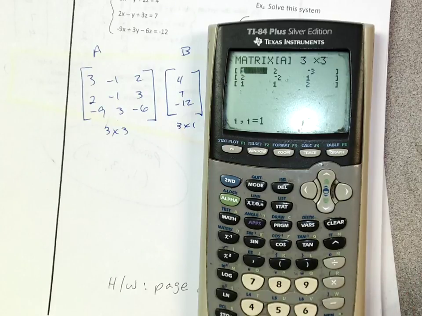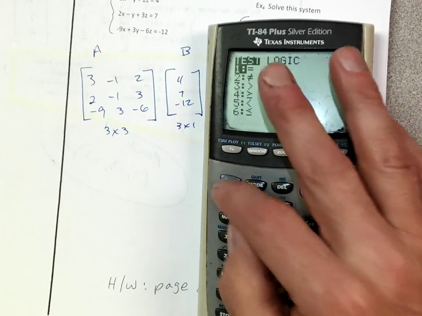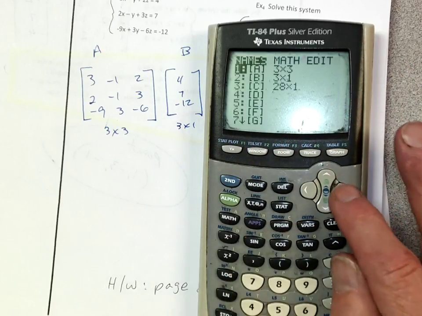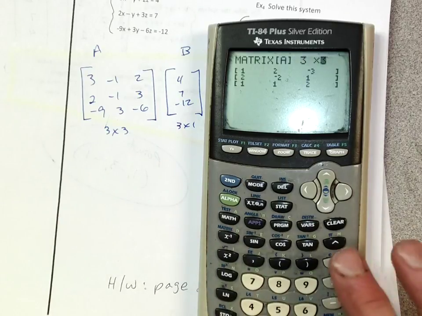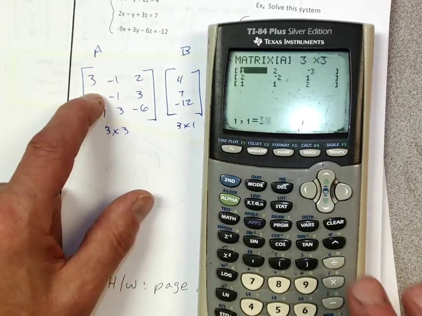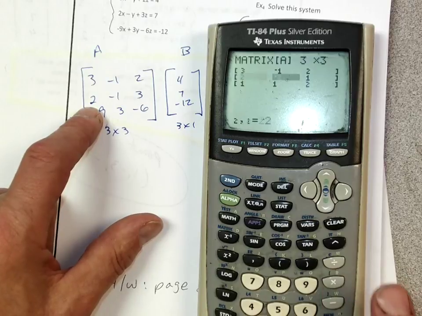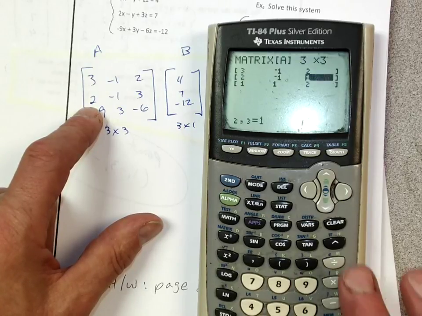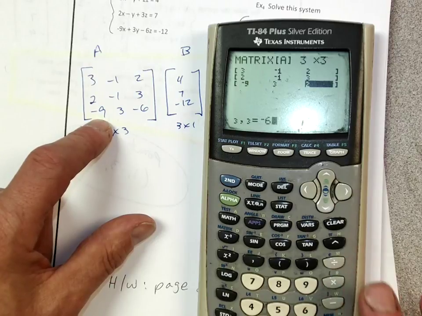Okay. So I went back to matrix, I went to edit, matrix, edit. I want to change or edit A. Make sure it's a 3 by 3 and then I'm going to just type over because I'm going to change it. 3, -1, 2, 2, -1, 3, -9, 3, -6, okay?